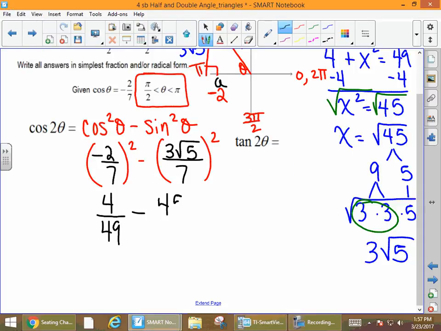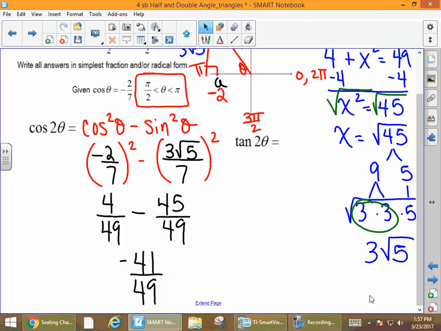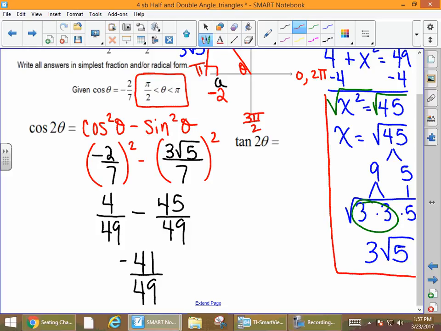45/49. And once we have that, we have a common denominator already. 4 minus 45 is negative 41 divided by 49. So I'm a little bit tight on space here, but I still think that we can squeeze it in. Just trying to separate it out a little bit.